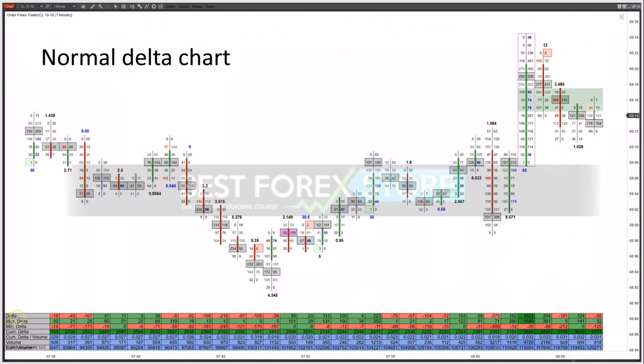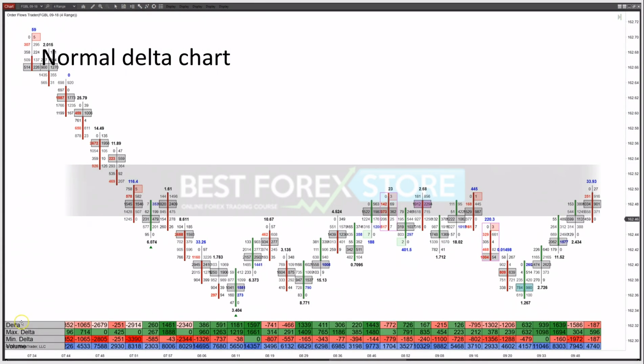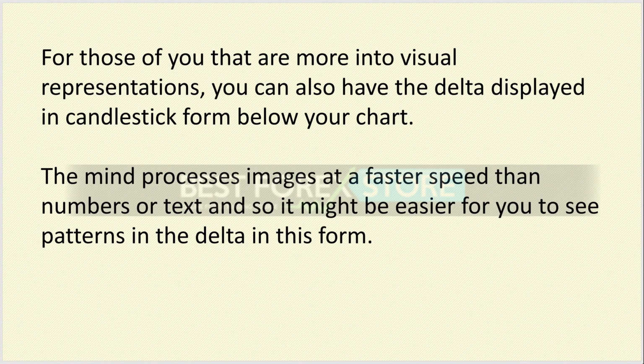Now, again, there's different information. There's delta, max delta, min delta, cumulative delta divided by volume, total volume. I don't use all of those. I stick to delta, max delta, min delta, and volume. Your software should allow you to adjust what you want to see. And again, I don't like to look at information I'm not going to use. That's why I stick with these 4 pieces of information. Now, I understand for some of you guys, you may be overwhelmed by looking at numbers.